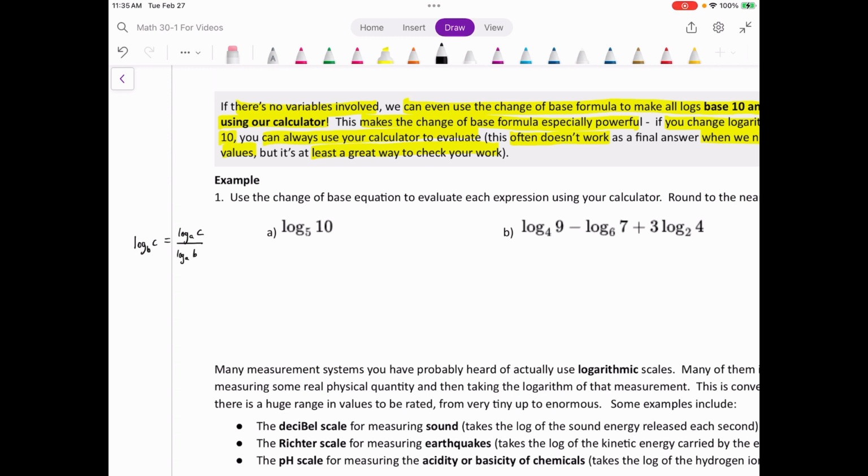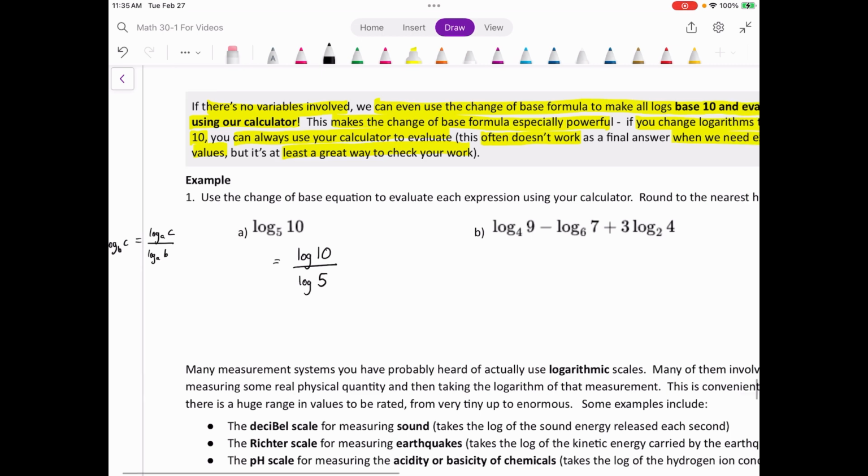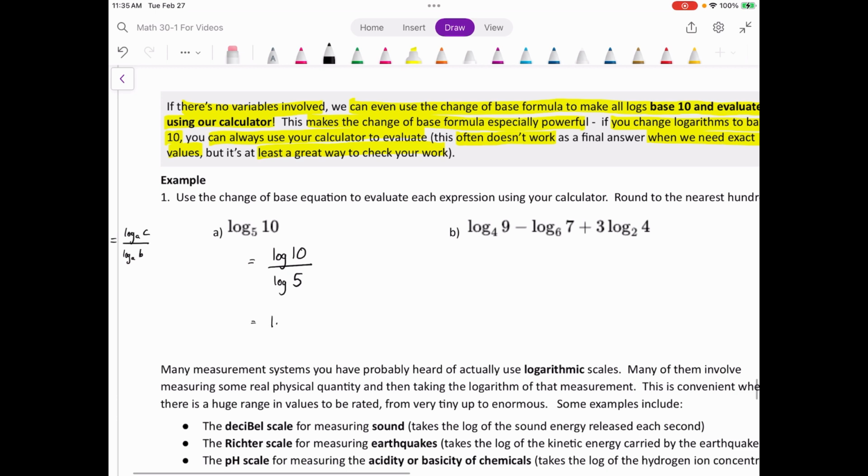Okay, so if I want to turn this to base 10 so that my calculator can do it, I would need to say, all right, this equals log base 10 of 10 over log base 10 of 5, which now our calculator can do, right? So if you put that in your calculator, log 10 over log 5, what do you get? I got, what did it say to round to? The nearest hundredth. So I'll do 1.4307, but to the nearest hundredth, that's 1.43. Okay, or I guess I should say it's approximately equal to 1.43. And there we go. We just used the change of base formula.